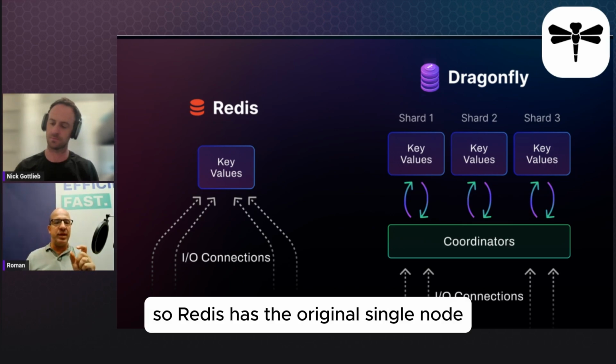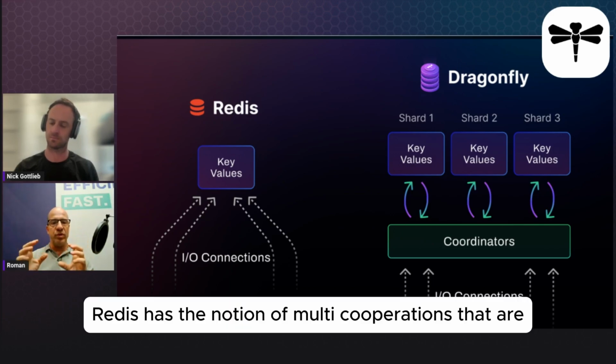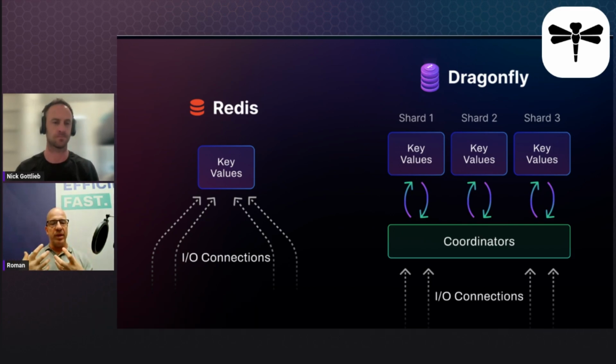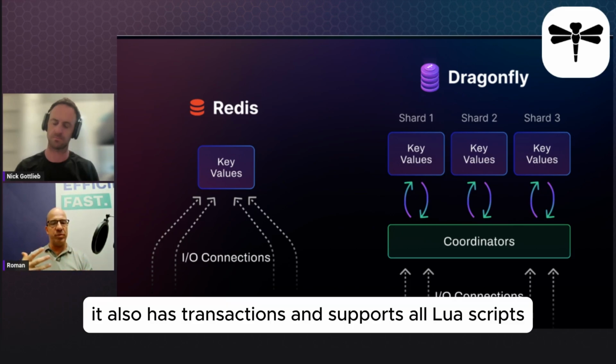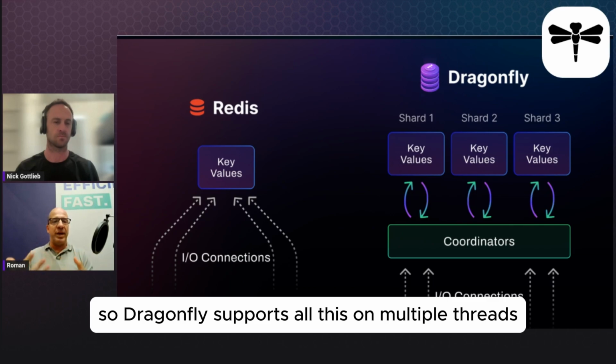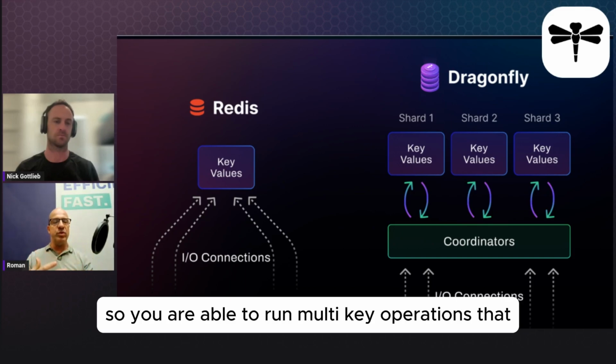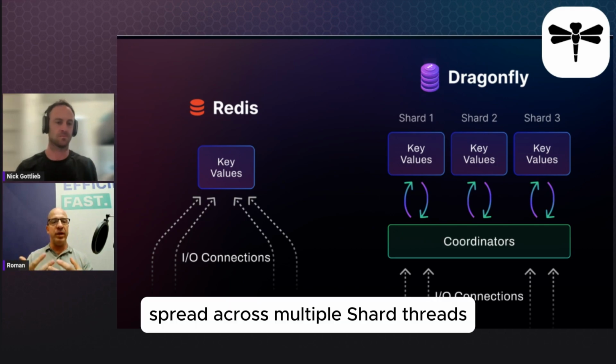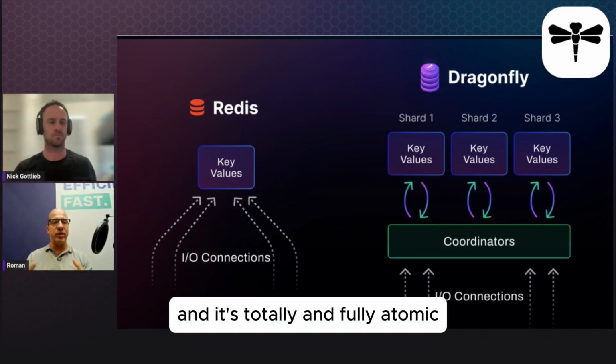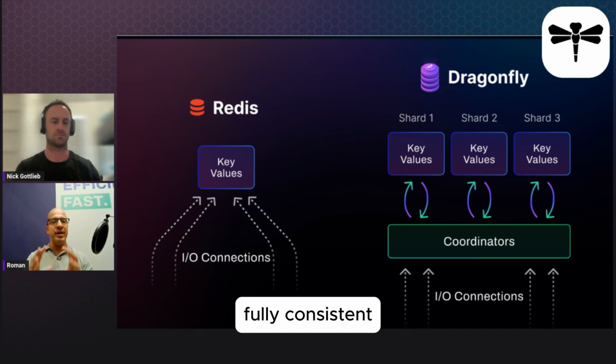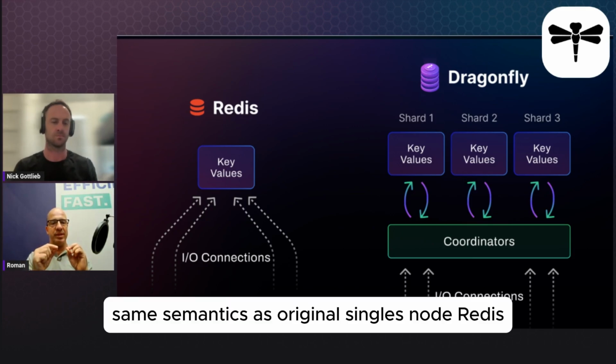Redis has the original single node. Redis has the notion of multi-key operations that are strongly consistent and atomic. It also has transactions and support for Lua scripts. Dragonfly supports all this on multiple threads, so you are able to run multi-key operations that spread across multiple shard threads. And it's fully atomic, fully consistent, with the same semantics as the original single node Redis.